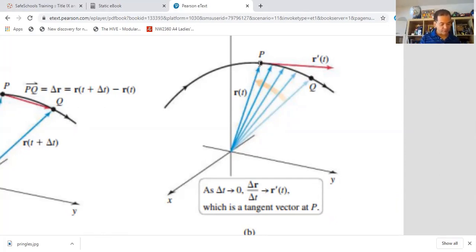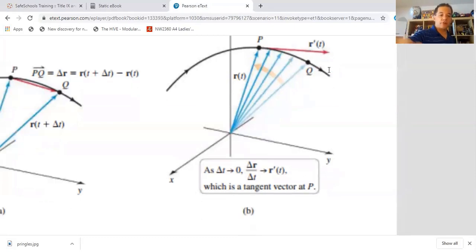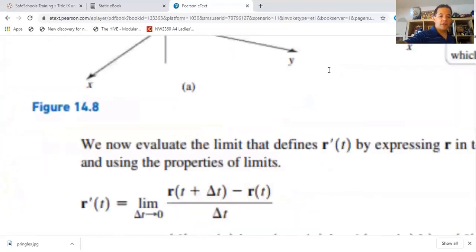Okay. Now, how to calculate it? That's the next thing, right? So perfect. We get the interpretation, and we see how this red vector is going to look like this red tangent vector. But how do we calculate the derivative? Fortunately, the answer to that is easy. So let's go to the page over here.